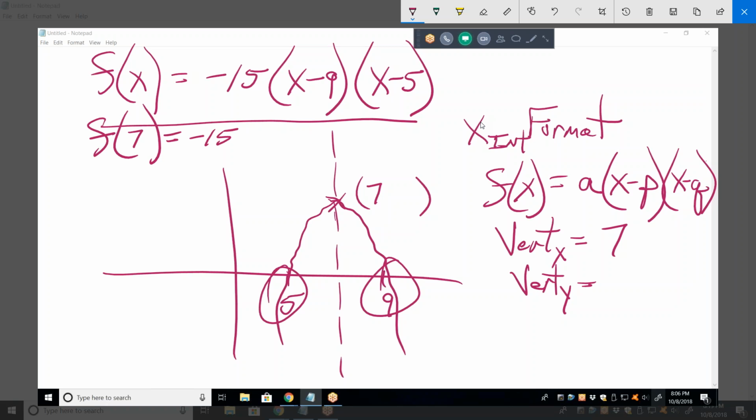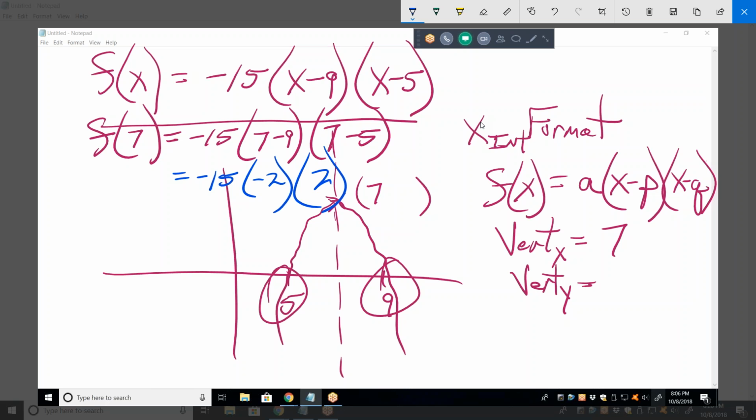So minus 15 times 7 minus 9 times 7 minus 5. Okay, the easy way to do this, now let's put in another step there, just so I don't lose anybody. So 7 minus 9 is minus 2. I don't drop any negative signs. That's a positive 2. Now I can do 4 times 15 to get 60. Or I would do 15 times 2, which is 30 times 2, which is 60. Question is it positive 60 or negative 60? It would be positive 60.